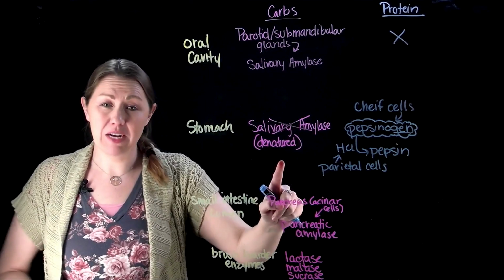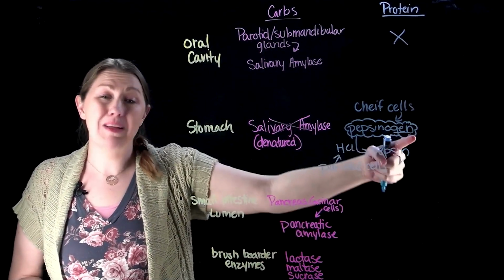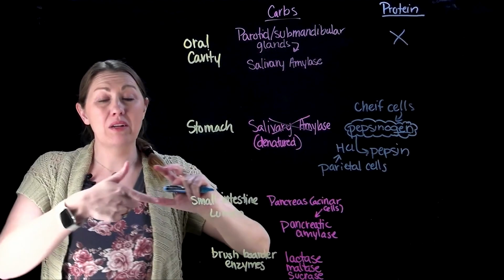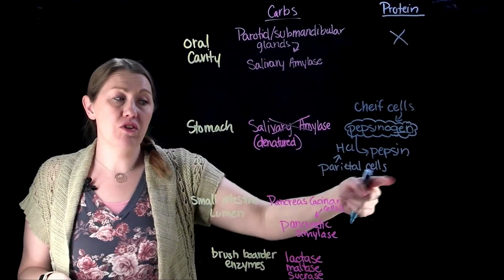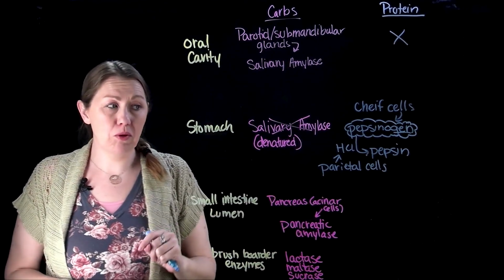That's what happened with the salivary amylase. Here, we're secreting it in a shape that doesn't work already, and so when it denatures, when it changes its shape, it changes it into a form that does work. So now we can start breaking down those proteins.